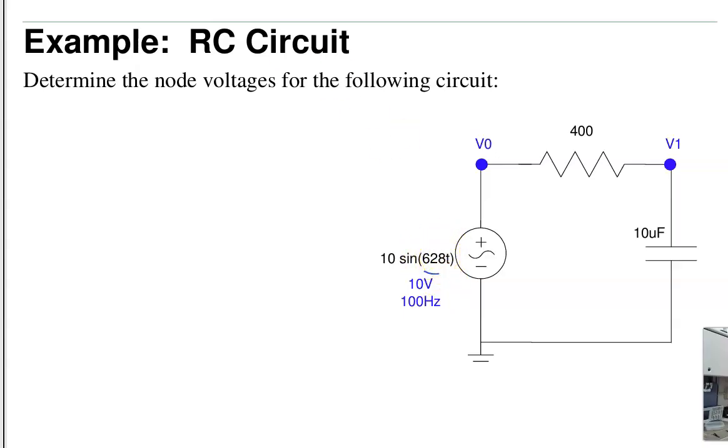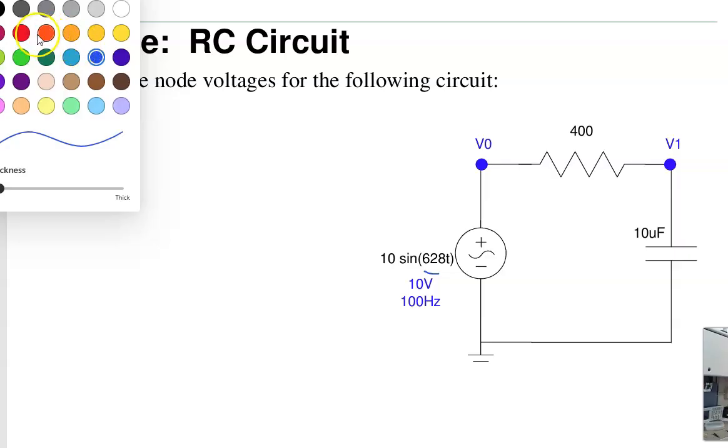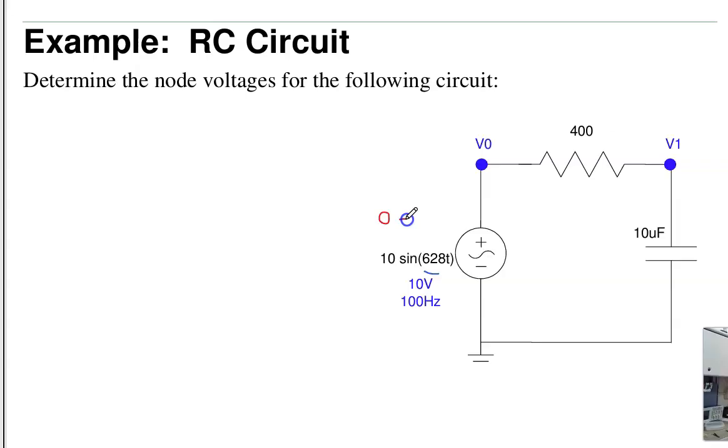The phasor representation for voltage is the real part is cosine, minus j is sine. So this is going to be 0 minus j10. That's the voltage source. The resistor is no change, still 400 ohms.